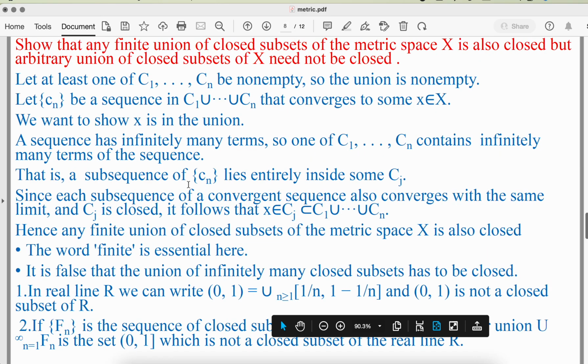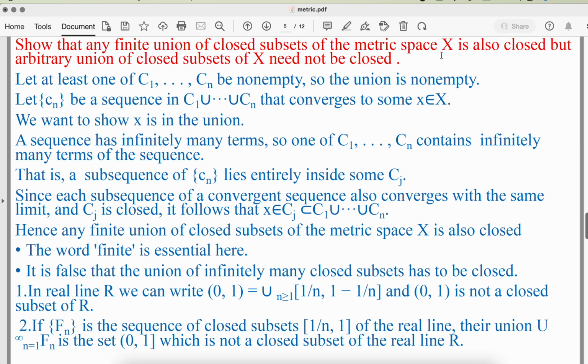Now one more theorem. We will show that any finite union of closed subsets of a metric space X is also closed, but an arbitrary union of closed subsets of X need not be closed. So first of all, we will show that a finite union of closed subsets of a metric space X is closed. For this, we will consider finitely many closed subsets of a metric space.